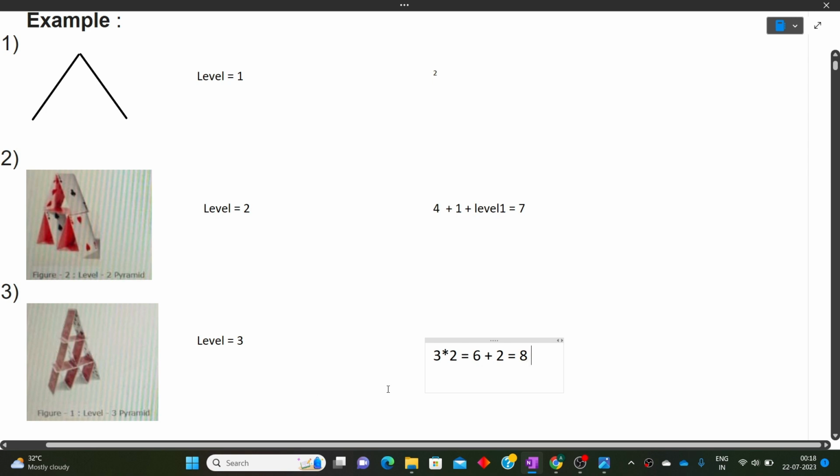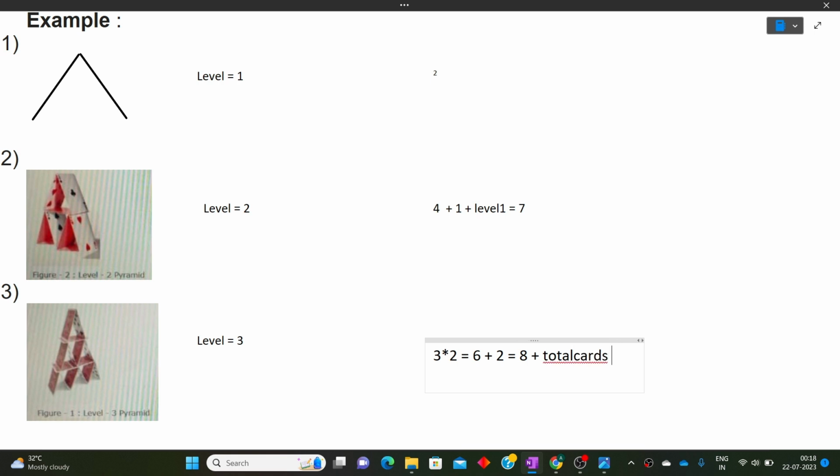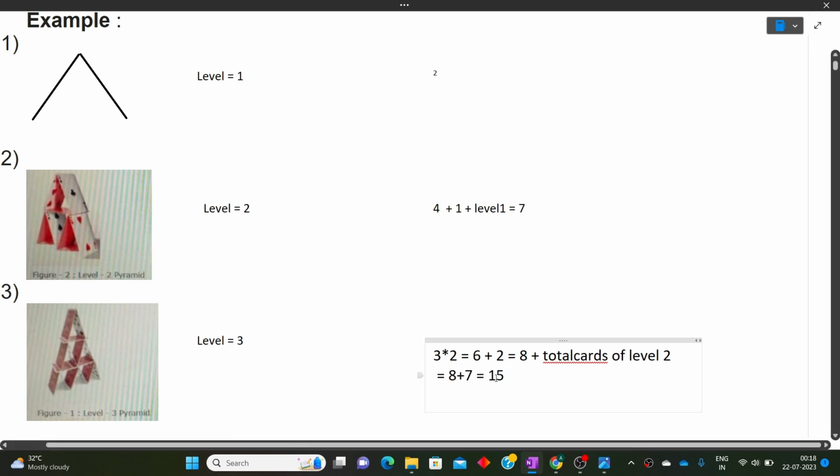Level 2 plus level 1, it will be 7, as we have found it above. So 8 plus total cards of level 2, that will give us 8 plus 7 equivalent to 15. So I hope now this thing is clear to you, that how we are calculating the cards.